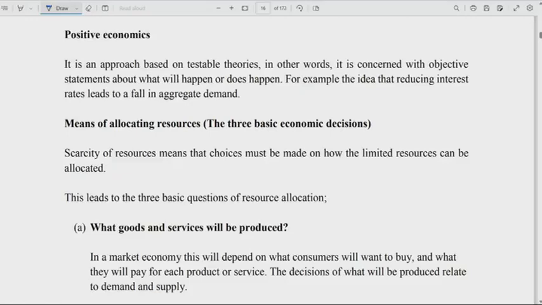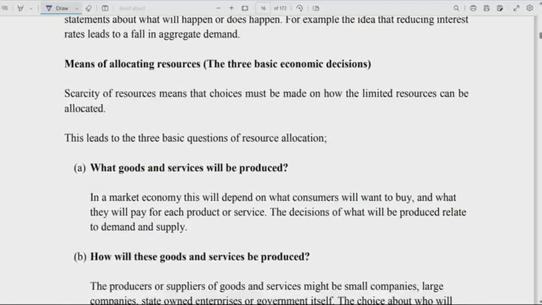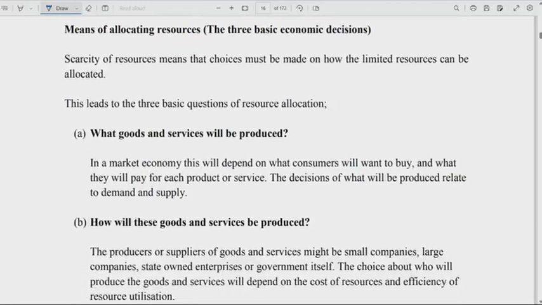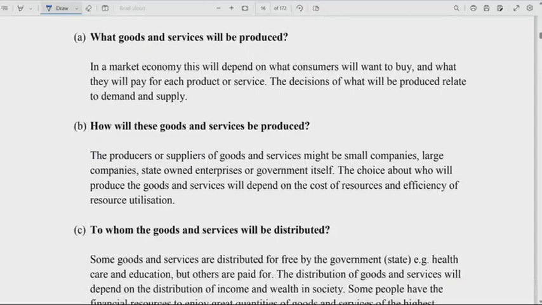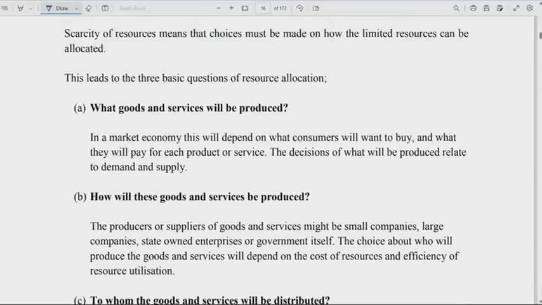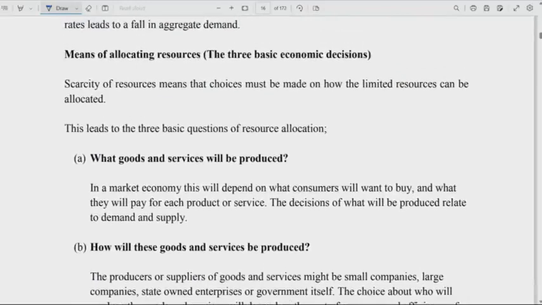And we saw these decisions being: what goods and services should be produced, how will these goods and services be produced, and to whom these goods and services will be distributed. These are the very key questions or decisions that economists will always make when it comes to allocating scarce resources, making a choice on these scarce resources.